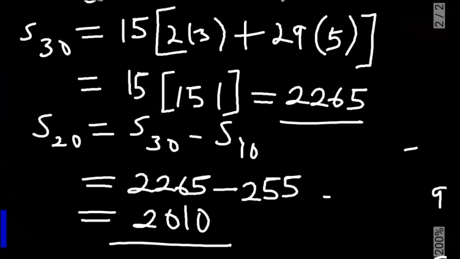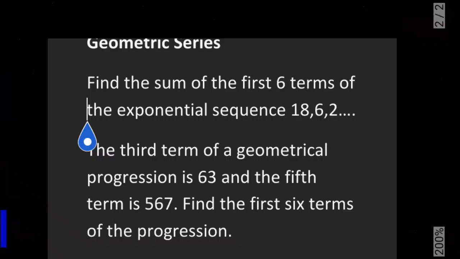What about that of the geometric progression? Let's treat some questions on that. This question is: find the sum of the first 6 terms of the exponential sequence, also known as the GP, with the sequence 18, 6, 2, and so on. So from this sequence, we have our first term as 18. Don't forget we're told to find the sum of the first 6 terms.